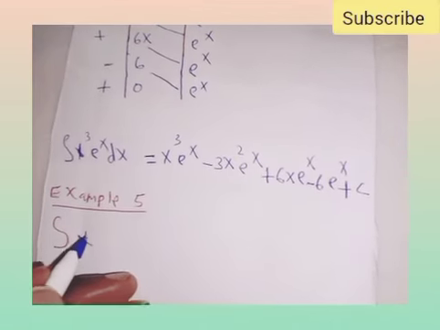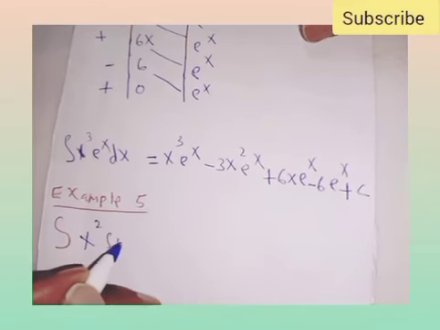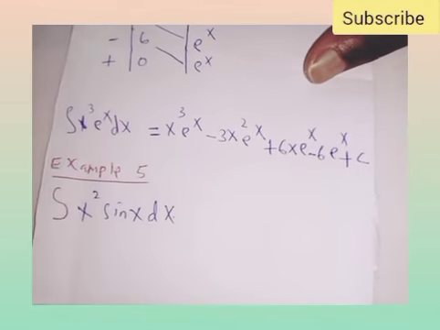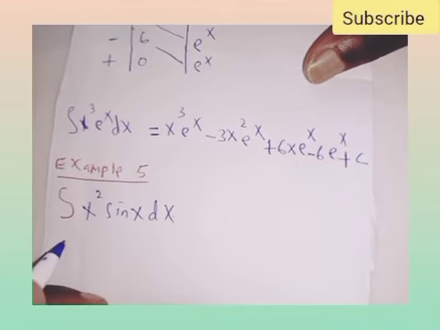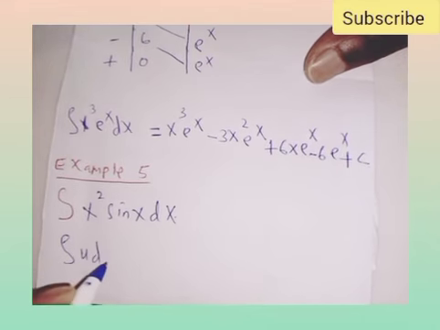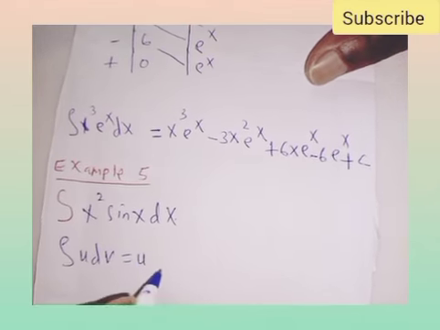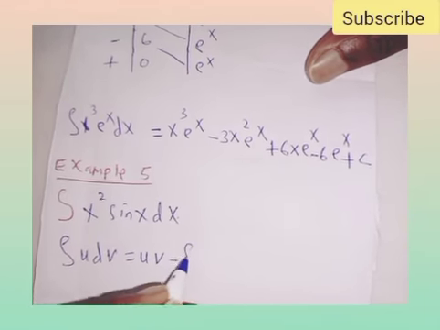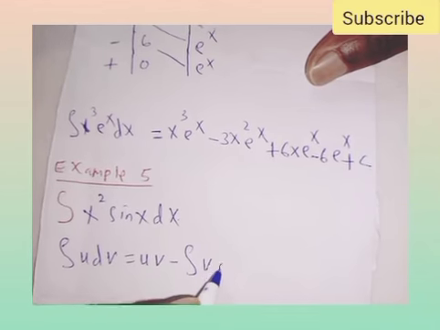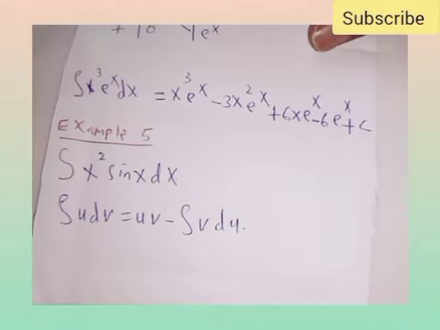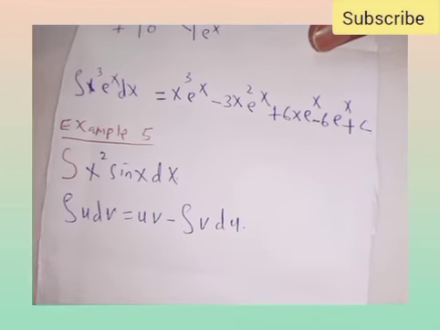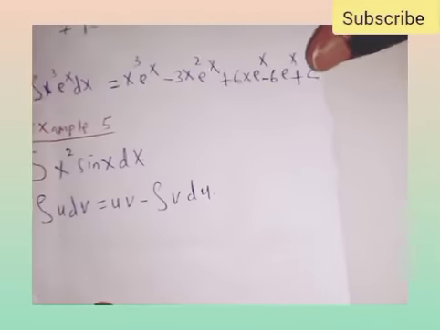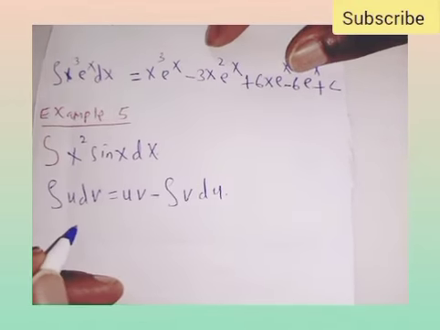Example 5, you have x squared sine of x dx. So also in this case, it is good if you use the tabular form. Remember the formula is this: u v minus integral of v du. So that is the formula for integration by parts. So you can use your table. We are going to use a table like this one here.